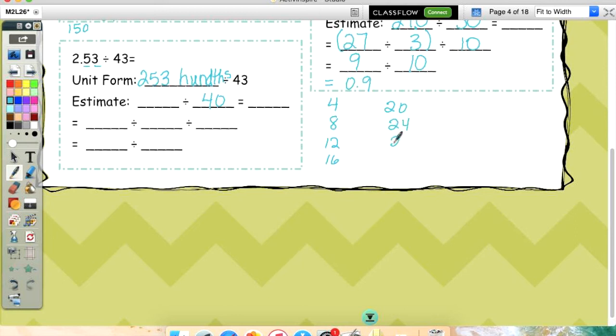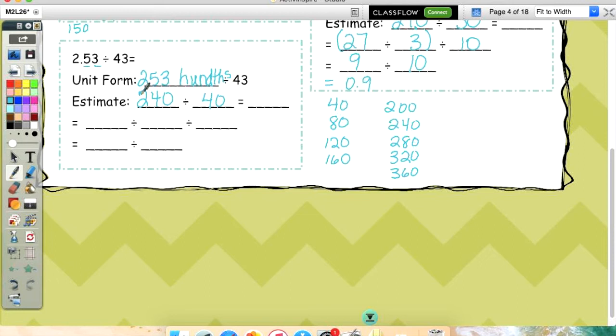Tell me if I mess up. Is that far enough? Yes. Actually, that's the furthest I would ever go, up to 4 times 9. So 253, which one is closest? Which one? 240.